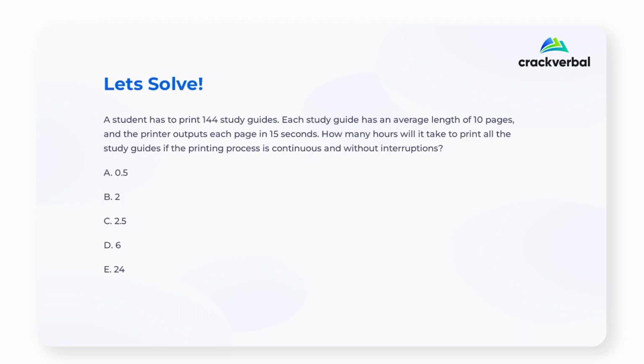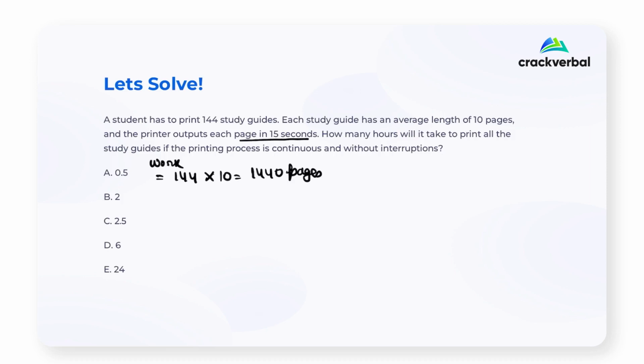Alright, in this question, let's first identify the work. The work is printing pages. How many pages? 144 study guides multiplied with 10 pages gives you 1440 pages, which has to be the total amount of work. The rate of working is 1 page in 15 seconds.